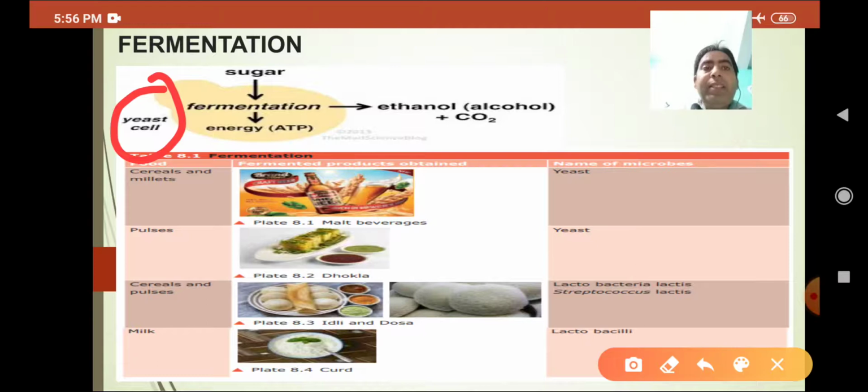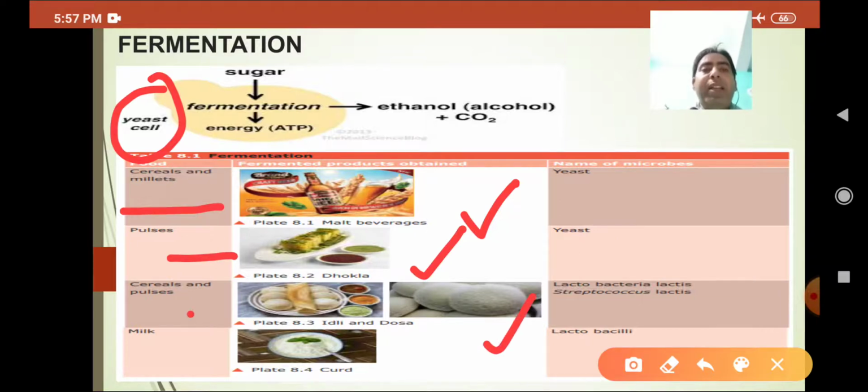You can see that malt beverages are made from cereals and millets. Dhokla is made from pulses. Idli and dosa are made from cereals and pulses. Curd is made from milk, and all we are doing is fermentation with the yeast.